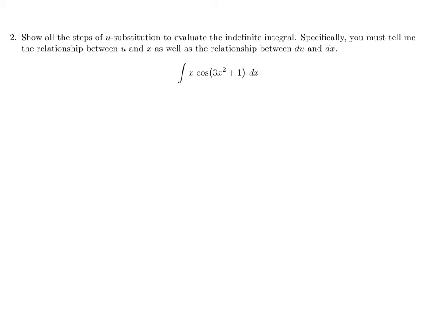So in this case, there is a 3x squared plus 1 expression inside of the cosine. And so this is a good choice for what we should let u equal.